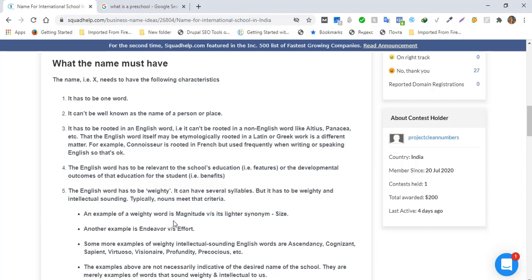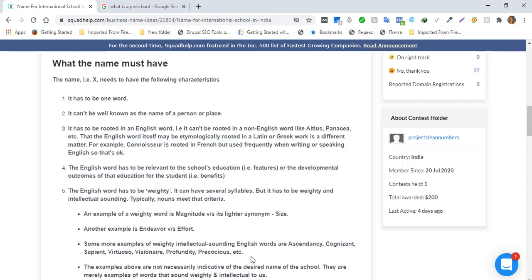An example of a weighty word is magnitude versus its lighter synonym size. You see, magnitude is weighty, has more meaning than just saying size. See, endeavor, it has more meaning, weight than just effort. Though they basically mean the same thing as they are synonyms. Then we have some more examples of weighty intellectual sounding English words: ascendancy, cognizant, sapient, virtuoso, visionnaire, profundity, precocious. You see, all these things are weighty.